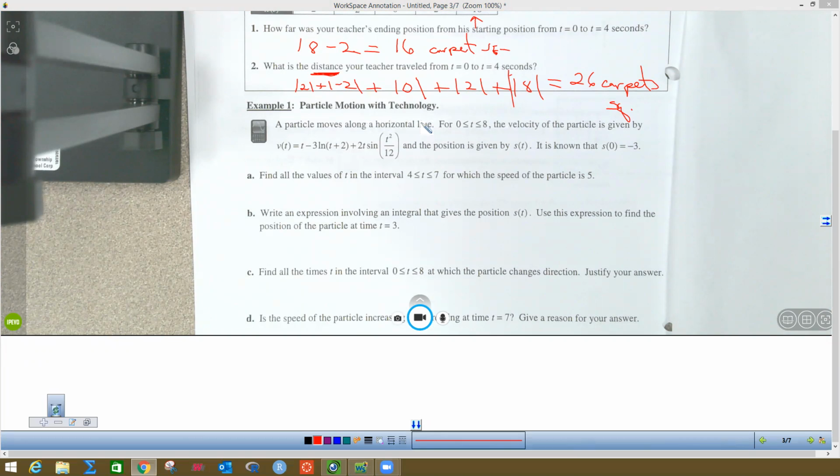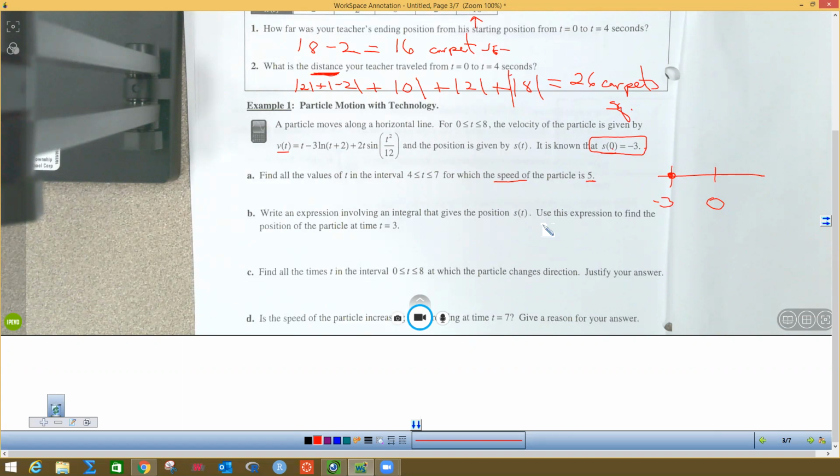So this says a particle moves in a horizontal line and has the velocity of this velocity right here, with the position of s of t. Now it says it's known that s of 0 is -3. So that means this particle started at -3, like maybe you might think of a number line. This particle is starting out here at -3, okay? Find all the values from 4 to 7 in which the speed of the particle is 5, okay?